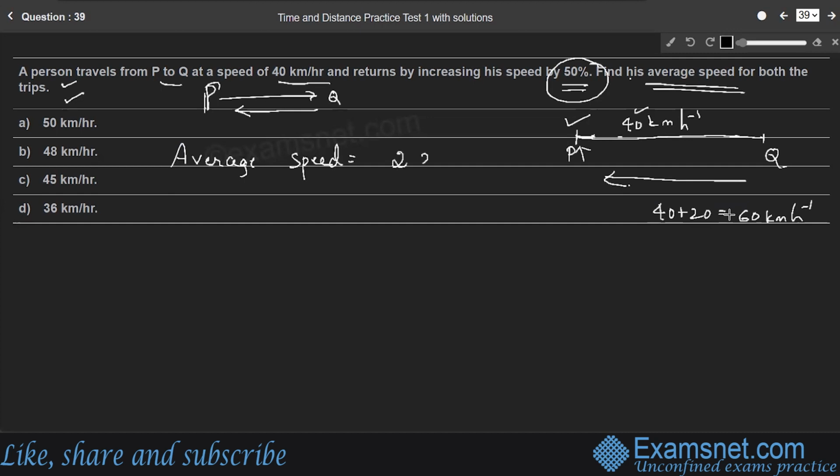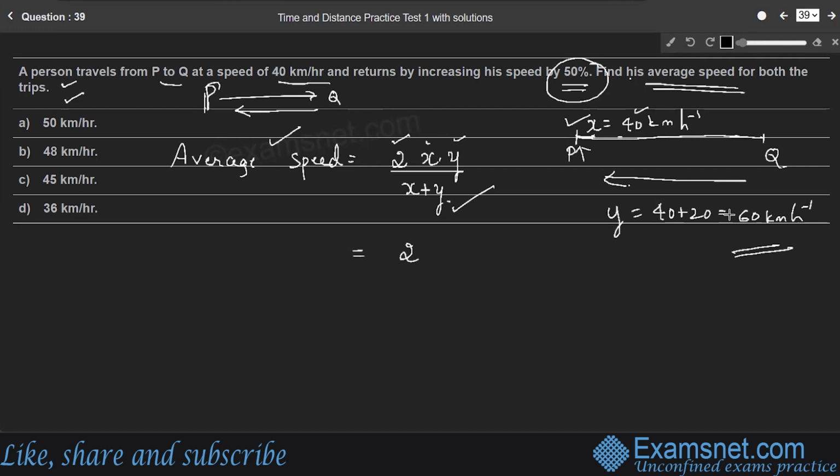2 times the product of his speeds, X and Y are his speeds, divided by the sum of his speeds. I'll repeat once again. When a body is moving to some position, and while returning back to the same position it has a different speed, like 60 km per hour, in that case we use average speed, which is equal to 2 times the product of his two different speeds divided by the sum of the speeds.